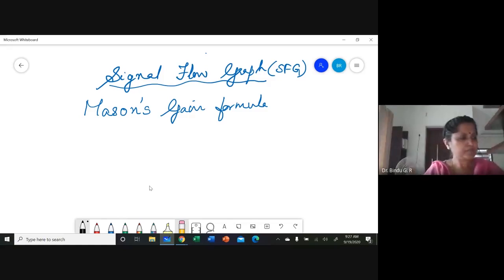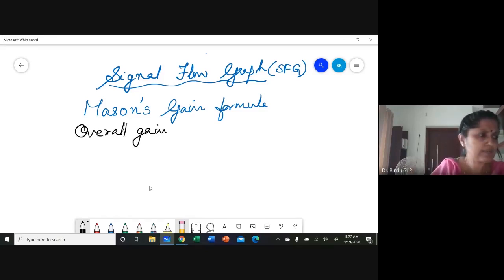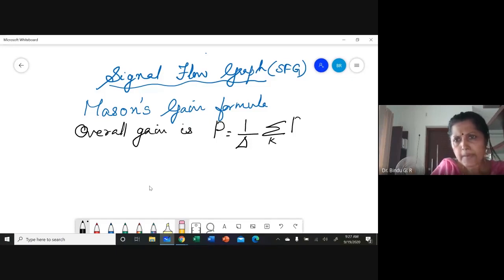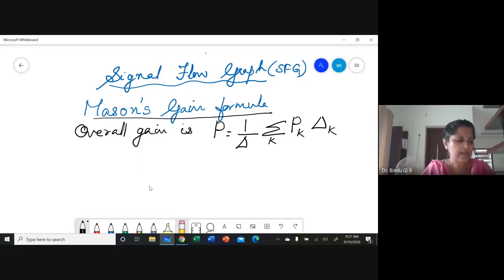Mason's gain formula is used to find out the overall gain. Overall gain is one and the same as the overall transfer function. He has given us overall gain P is equal to 1 by delta sigma K Pk delta K. Just write this down along with me. As per Mason's gain formula, the overall gain is P is 1 by delta sigma K Pk delta K, where I am writing, so you also should write, okay?